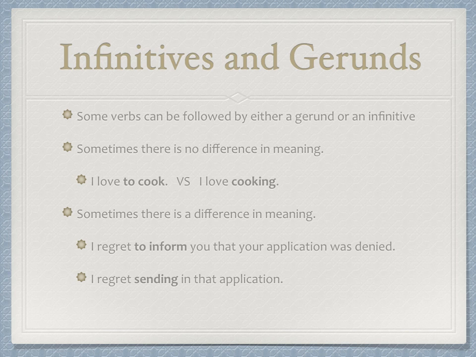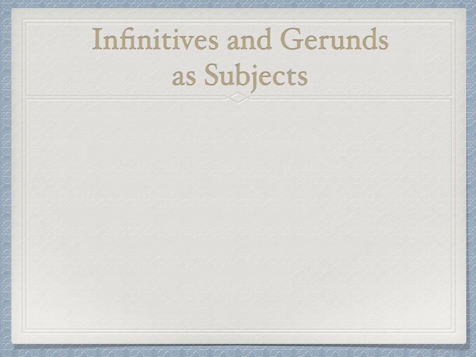In the second example, I regret sending in that application. In this case, regret means I wish that I had not done it. So the gerund here changes the meaning of regret. When it's followed by an infinitive, regret means to feel bad. And then when regret is followed by a gerund, it means to wish you hadn't done something. Some other examples of verbs that change in meaning depending on if they're followed by an infinitive or gerund: remember, forget, regret, stop, try. I'll also put a link to a list of some of these verbs and the explanations and how their meanings change.